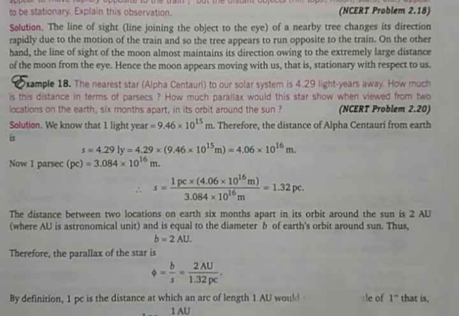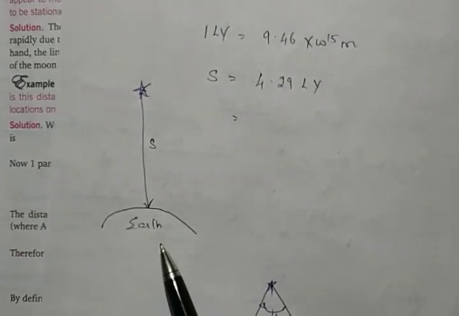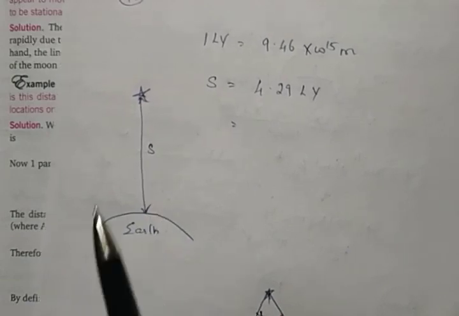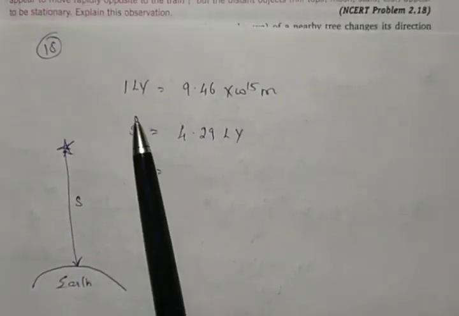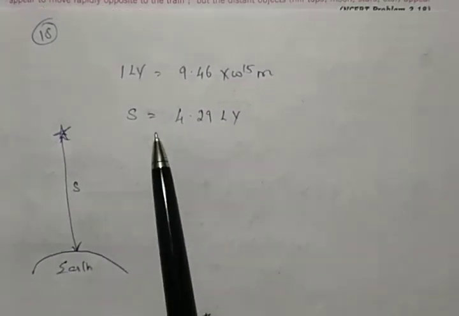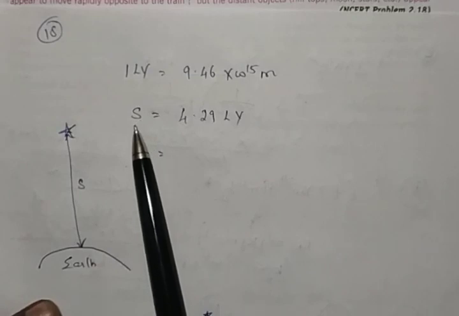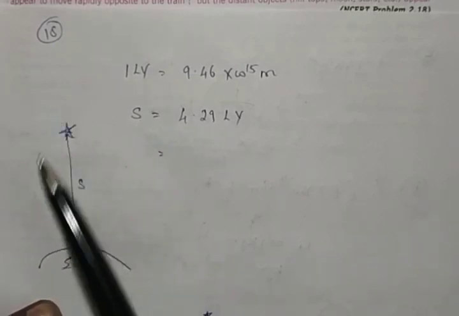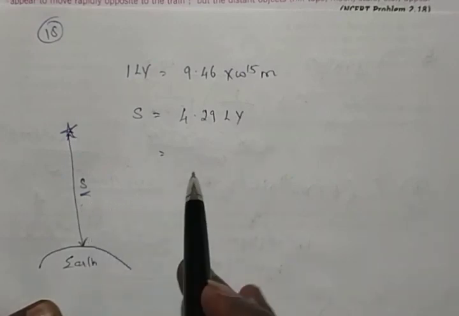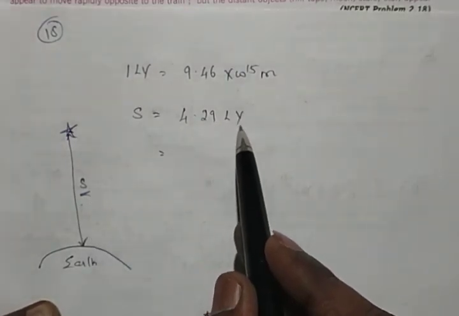If we see this one, Earth is here, the nearby star is here, and we can consider this distance to be S. One light year we already know is 9.46 into 10 to the power 15 meters. And this distance S, when measured in light years, was given as 4.29 light years here.